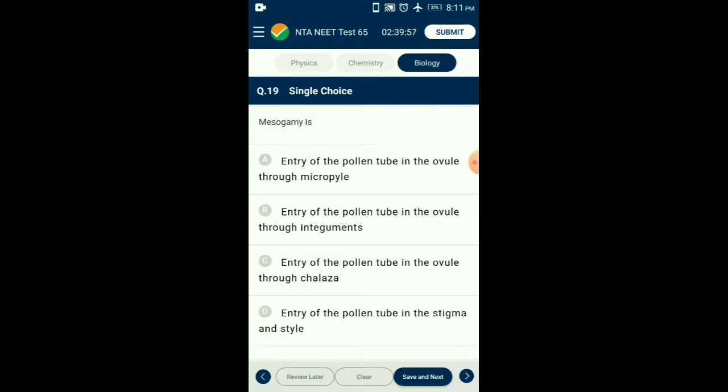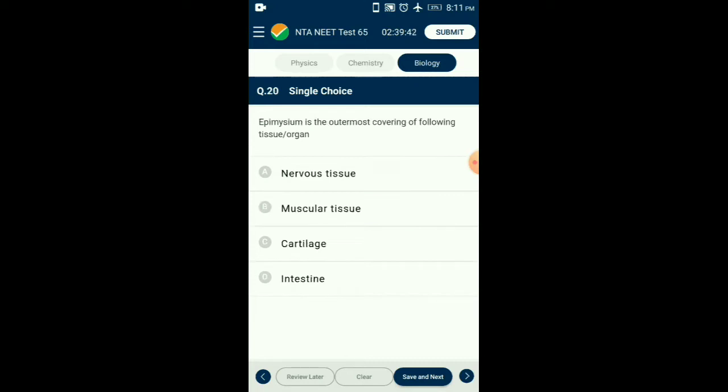And when the pollen tube enters through the chalazal end, it is called chalazogamy. So the answer for this question is option B, entry of pollen tube in the ovule through integuments. Question number 20. Epimysium is the outermost covering of the following tissue or organ.